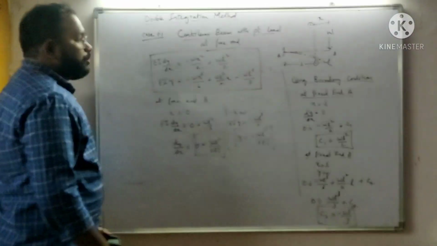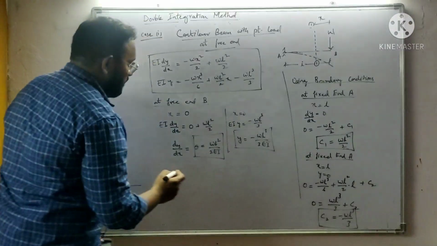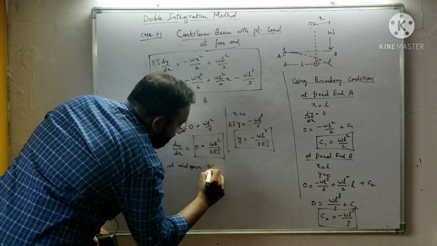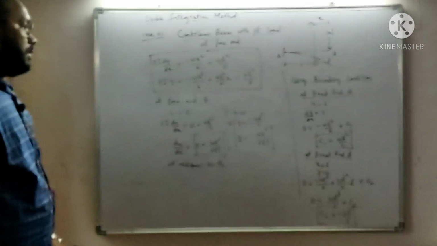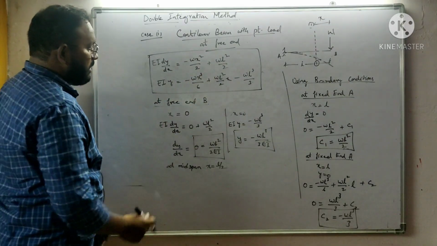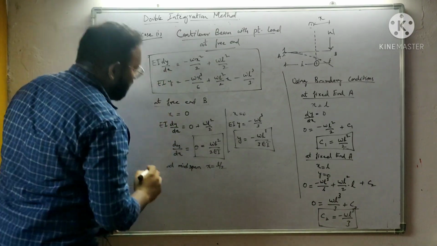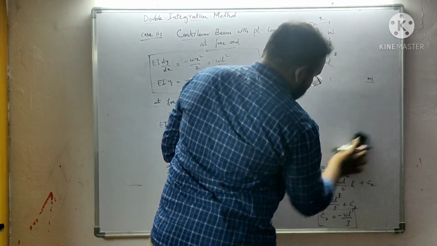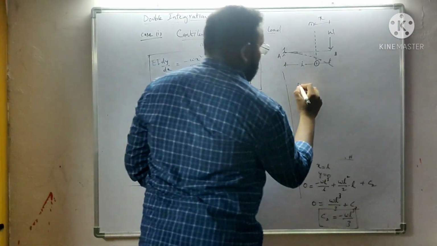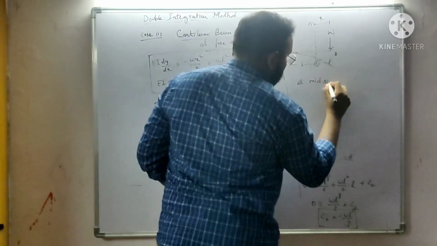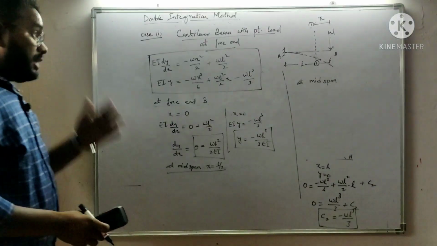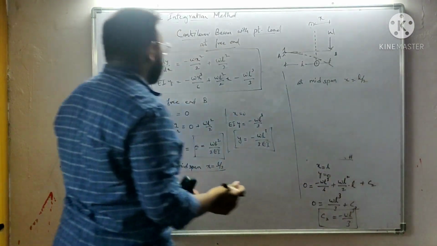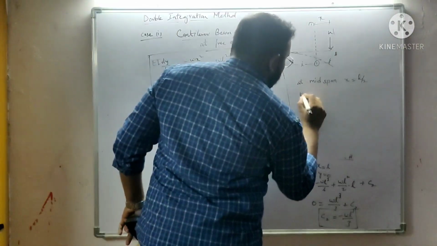Now we can calculate deflection and slope at any point in this beam. Let us consider mid span. At mid span, what is x? X is equal to L by 2. So substituting L by 2 in both these equations, I'll write EI dy by dx at mid span, x is equal to L by 2, substituting in this equation.